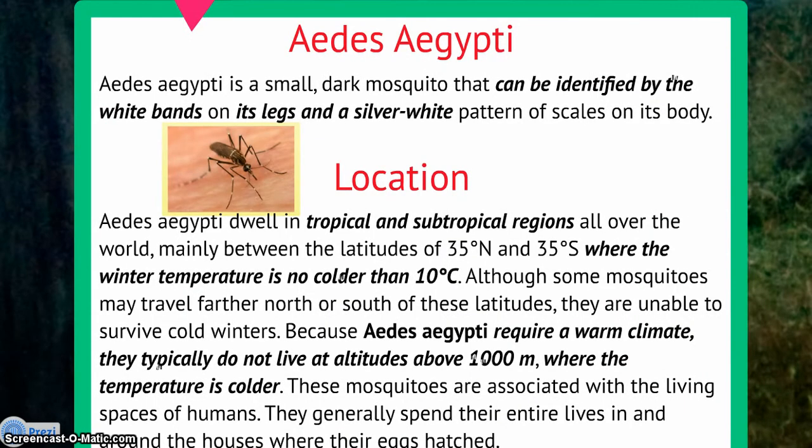Aedes aegypti. Aedes aegypti is a small dark mosquito that can be identified by the white bands on its legs and a silver-white pattern of scales on its body. Location: Aedes aegypti live in tropical and subtropical ranges all over the world, mainly between the latitudes of 35 N and 35 S, where the winter temperature is no colder than 10 degrees centigrade.